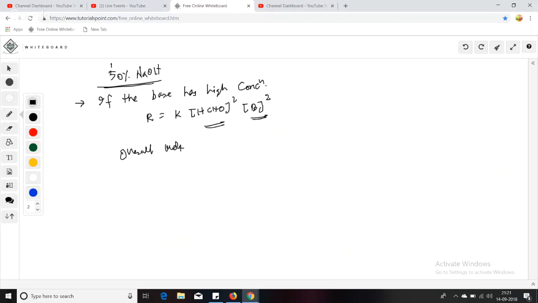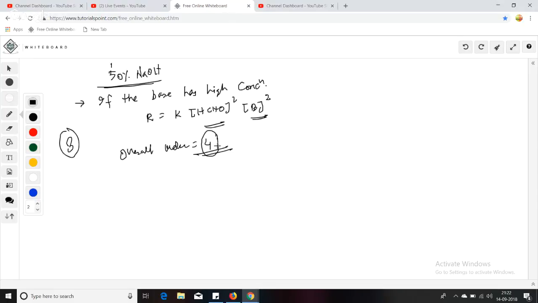Overall order is equal to 4. This is a fourth order reaction, bimolecular reaction. Second order with respect to aldehyde and second order with respect to the base. The overall order is fourth order, and the molecularity is 2, a bimolecular reaction. So the overall order will be 4 here; in the previous case it was 3. This is only possible when the base concentration is high.